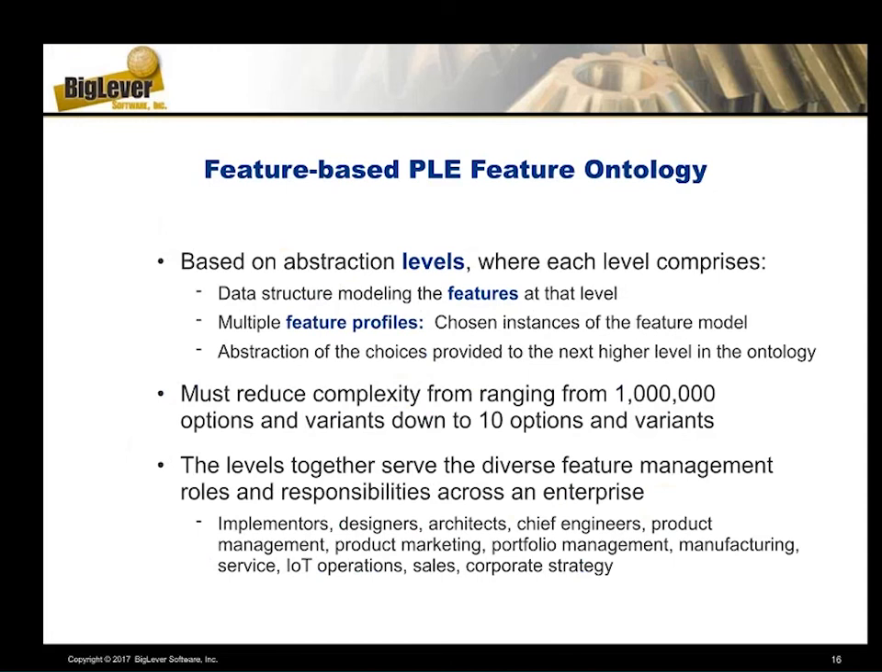So we're going to base our ontology on abstraction levels, where each level comprises the data structure that I work with that carries the information at that particular level, and it's going to be features. Then there's a notion of a feature profile, which is a set of choices that you actually make against the features available at that level. And finally, the abstraction at a level: we're going to describe the abstraction it presents to the next higher level. We're starting with a complexity range of maybe 1 million variations in an automotive-sized product line. And what we really want to get down to is a very, very small number of choices that somebody responsible for an overall vehicle, let's say, or an overall portfolio can make and not have their head explode.